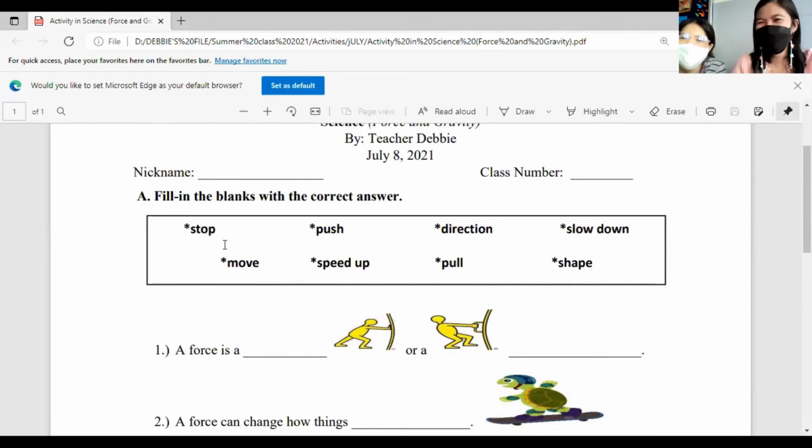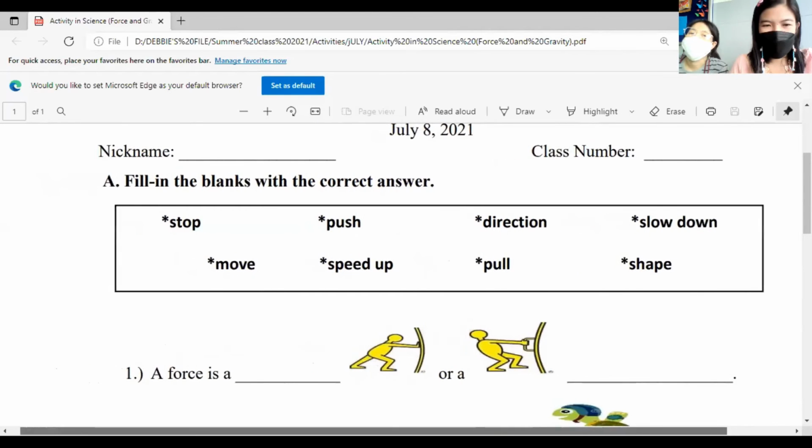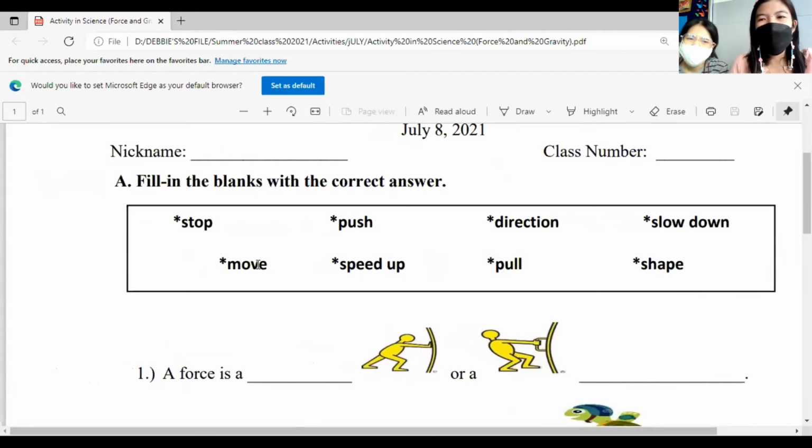Stop. Okay. Stop means what? Stop แปลว่าอะไรลูก หยุดค่ะ หยุด. Good. Okay. Next, the word about move. What about move? Move แปลว่าอะไร ขยับ แปลว่าขยับได้ เคลื่อนก็ได้ ย้ายก็ได้ Okay.